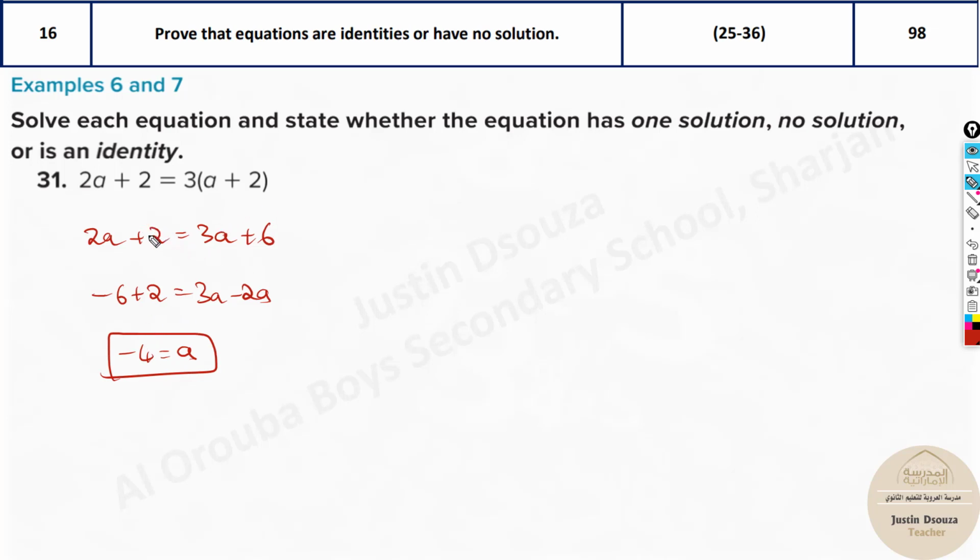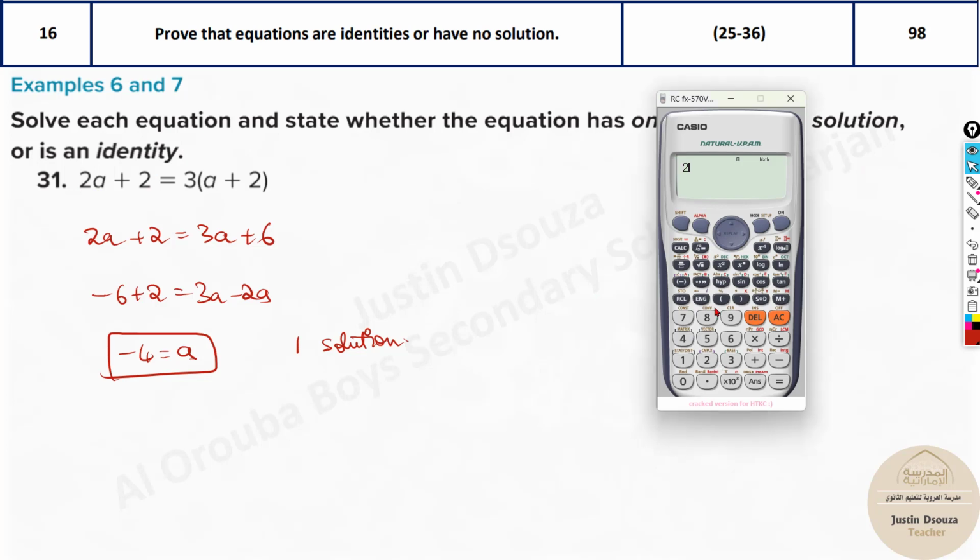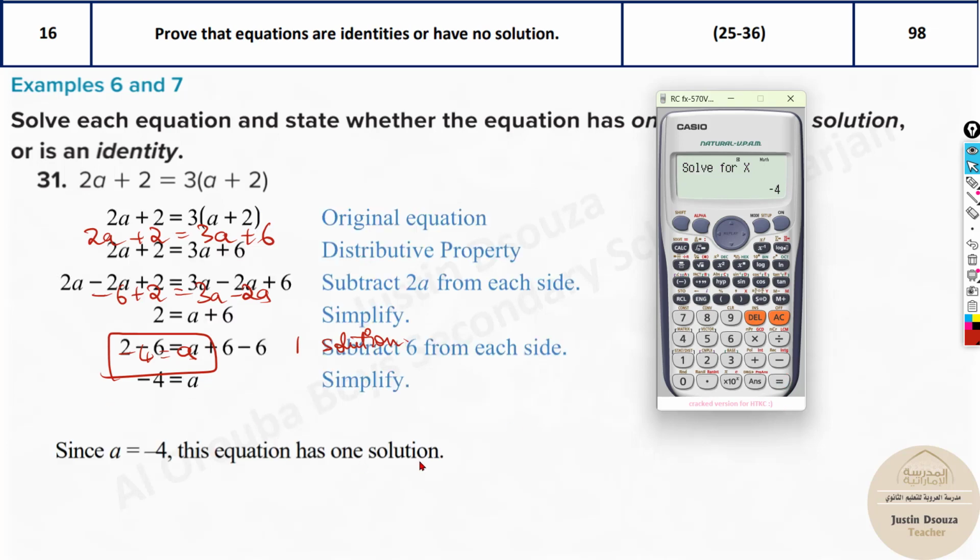The a value is only one specific answer. It's not an identity, it's not no solution. There is one exact solution, only one solution. Why? Because we found out a is equal to minus 4. Now, if you try this in the calculator as well, you'll get this answer. Let's double check it. Type the equation as it is: 2 times (alpha x plus 2) equals 3 times (alpha x plus 2). Close the bracket, shift and solve. What's the answer? Minus 4. So here we have exactly one solution. That is the answer.